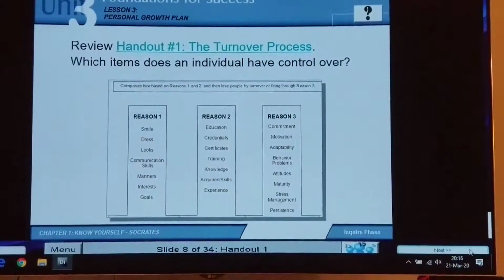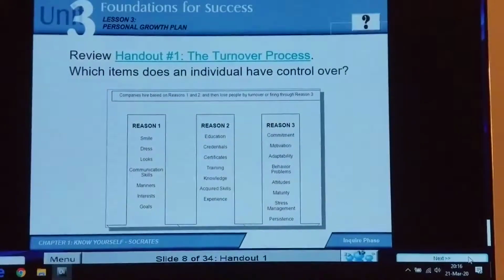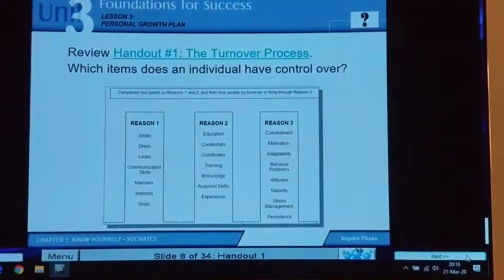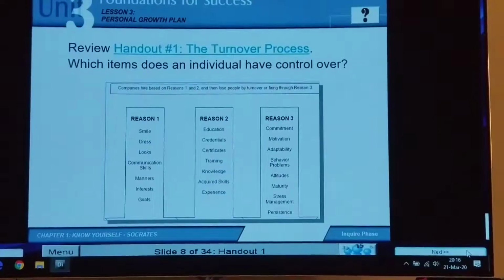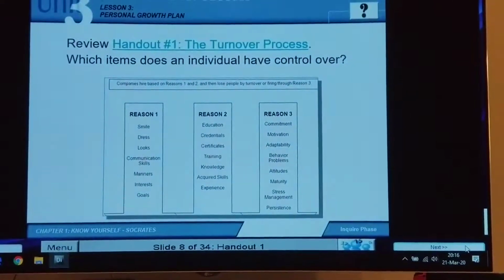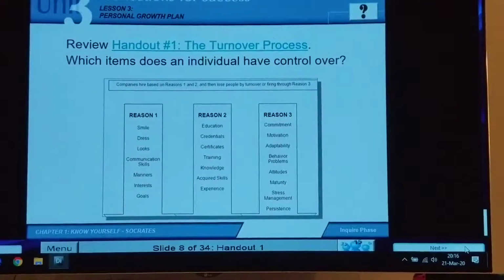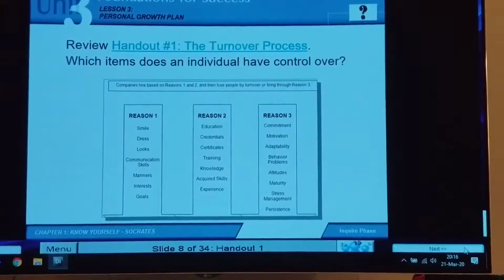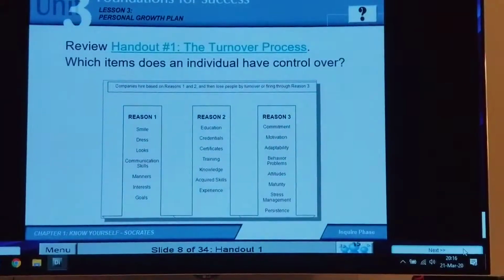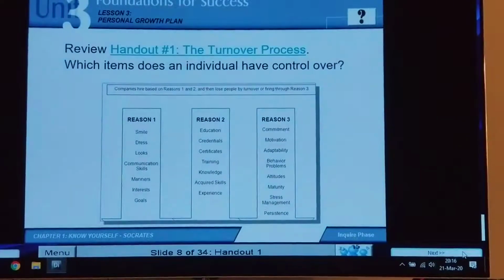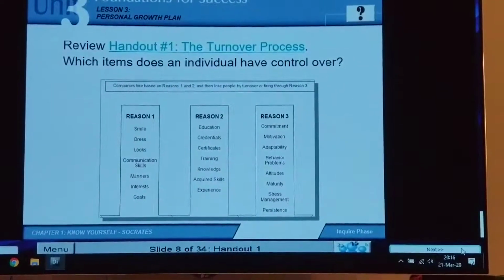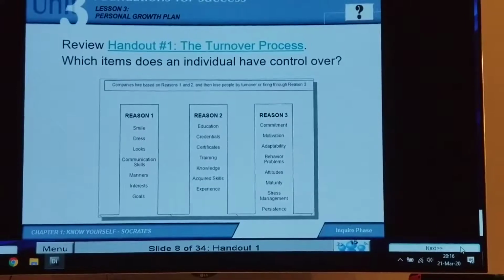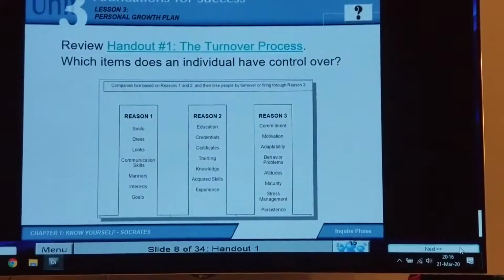All right, here's some reasons. I'm going to include this handout in Google Classroom. Look at these items an individual has control over and the things that they do not. Here's some easy ones. Smile, looks, manners. Those are things that we can control individually. I've told you in the past, the only choice anyone truly has is how they choose to react to their situation. So, reason 1, we control, correct?